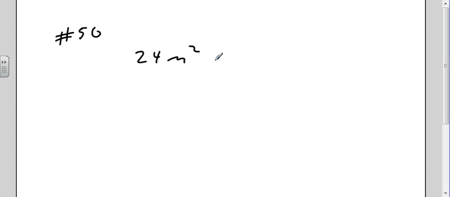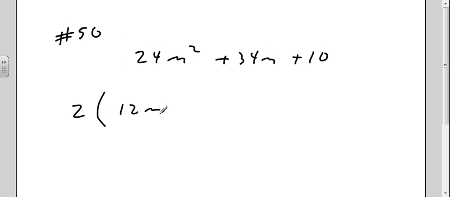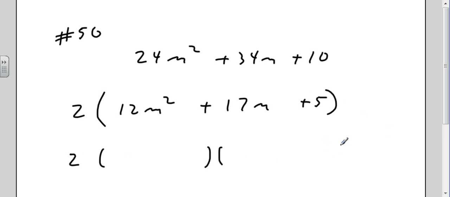24m squared plus 34m plus 10. I see I have a common denominator of 2, so I'm going to take the 2 out first: 12m squared plus 17m plus 5. All right, so 2 times something times something. And the 5 could be a 5 times 1 or a 1 times 5, and the 12 could be a 1 times 12. And I'm done because 12 and 5 is 17, right?